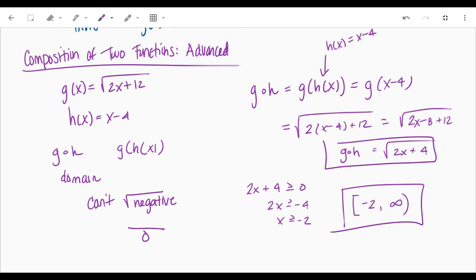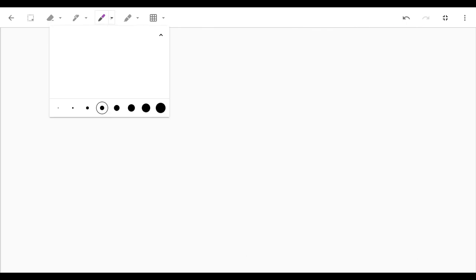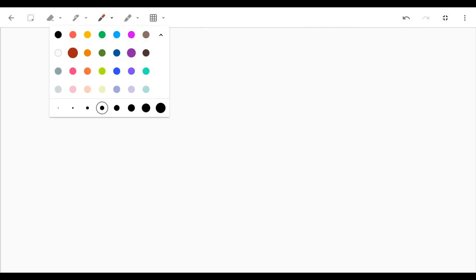Yeah. Okay. So do one more example that has the rational function in it. Okay. We've got g of x is x plus 6 over x plus 1. H of x is 2x minus 7. Okay. So when we find, let's see, they want us to do g of h in the domain.